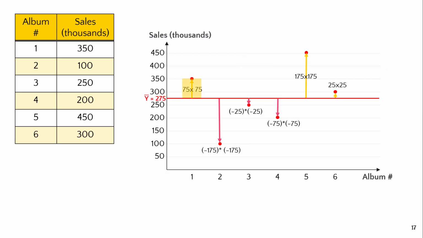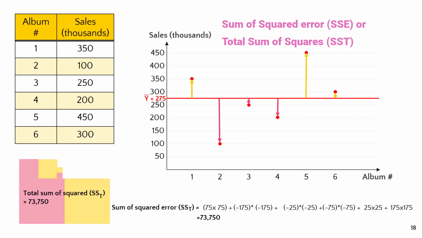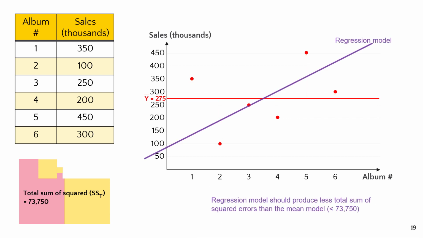To avoid that, we will square each deviance and sum them up. We will get a value called sum of squared error, or SSE, or the total sum of squares, or SST. With a small calculation, we get our total sum of squares equals 73,750.